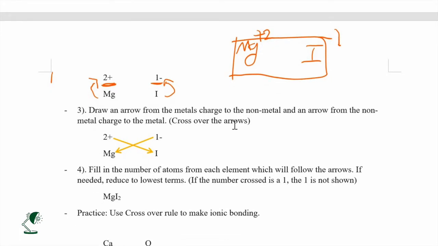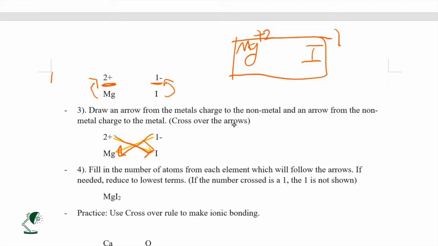And number 3, as the name is crossover rule, we're going to cross over. So draw an arrow from the metal charge, which is 2+, to the non-metal, which is iodine, and another arrow from the non-metal charge, which is 1-, to the metal, which is magnesium. And let's see what we get.